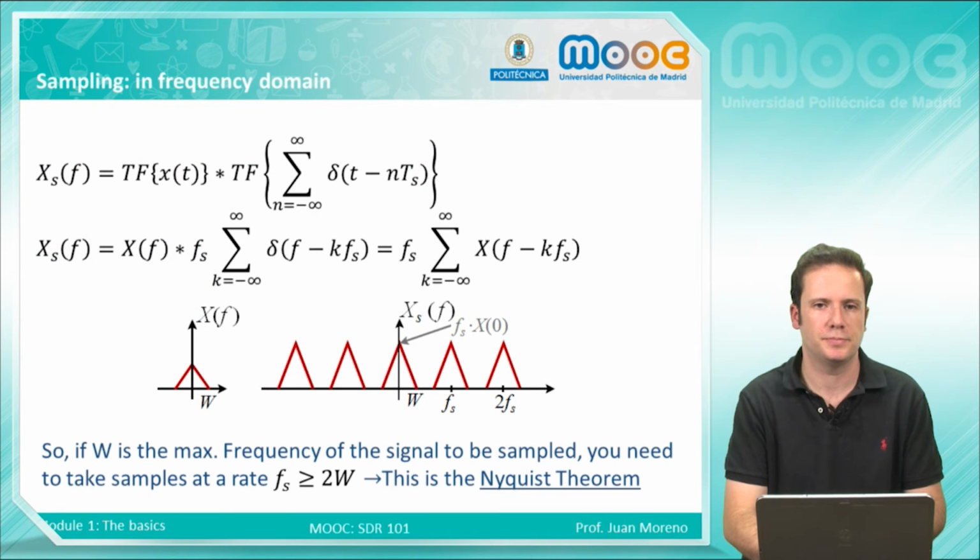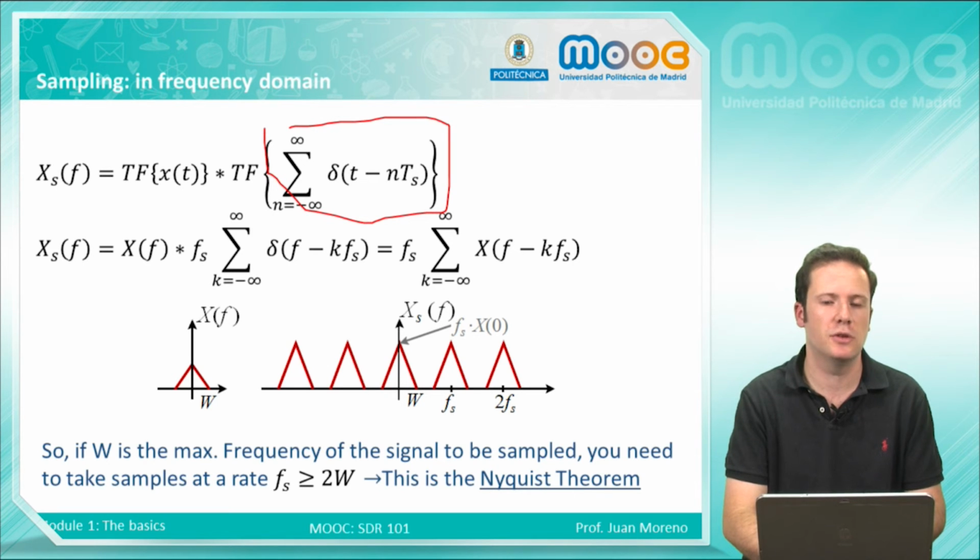In frequency domain, as we saw before, the Fourier transform of a train of impulses will be a train of impulses in the frequency domain. So if you convolve the signal that you want to sample with the train of impulses in the frequency domain, you will have a lot of copies of this signal separated by Fs, the sampling frequency.